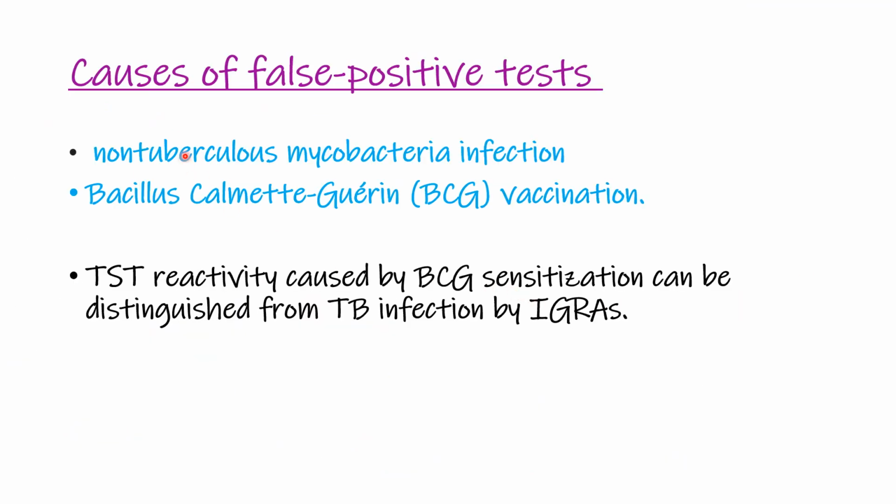Next, false positive. False positive is if you have a nontuberculous mycobacterial infection or you have BCG vaccination. Most countries, especially the countries where TB is endemic, normally have BCG vaccination. So in patients, TST reactivity caused by BCG sensitivity can be distinguished from TB infection by the IGRA test.